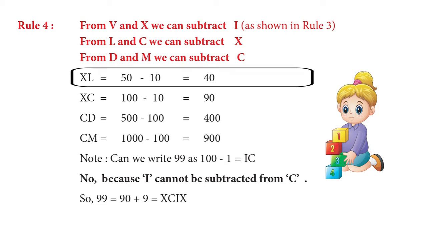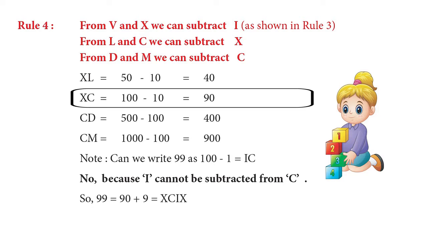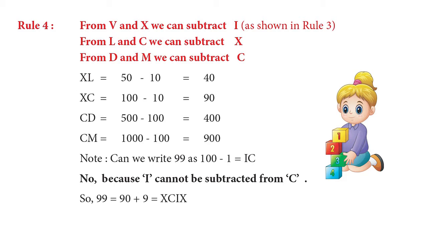10 and 50. So we subtract the smaller number from the bigger number. Hence we get 50 minus 10, which is 40. The second example in your textbook, 10 and 100. So we subtract the 10 from the 100, we get 90. Again we remember rule number 3. Anytime there is a small number before a large number, then we subtract that small number from the large number. Alright, let's move on to see the other examples.